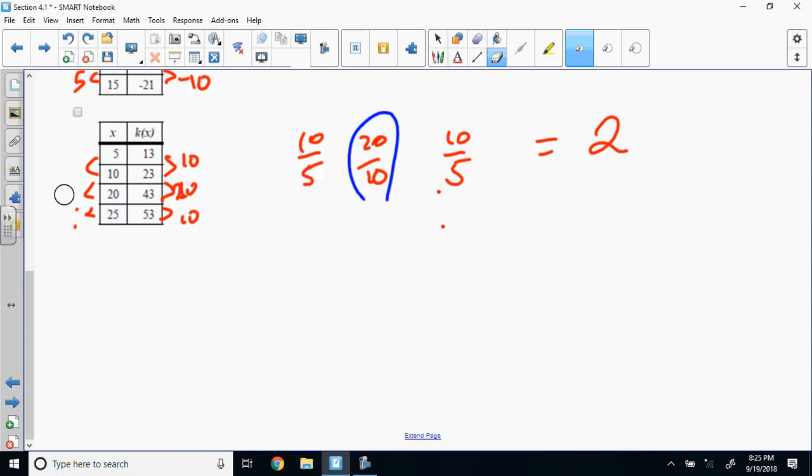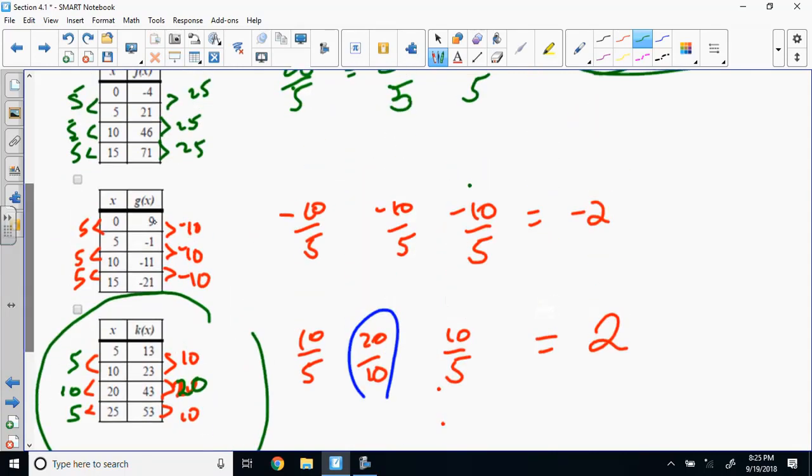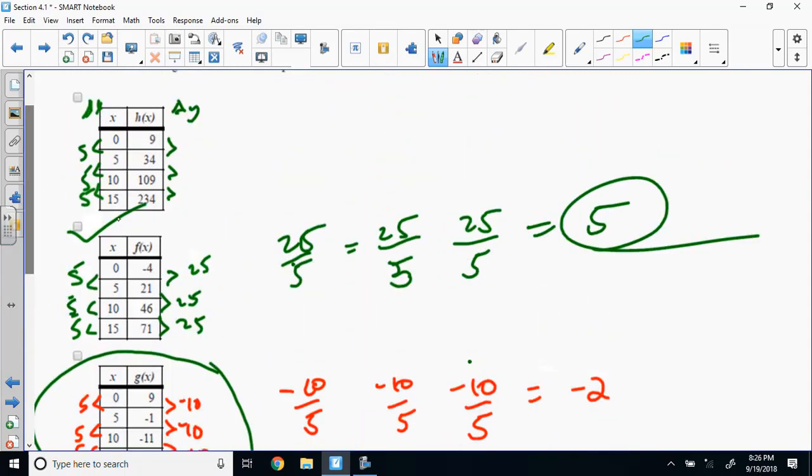I got to clean this side right here up for you a little bit. So that's 5. 10 to 20 is 10, and then that's 5, right? And then this one is 20, right? So they jumped one, and they can do that. Okay, that's one of the little tricks. I'm taking each change, 10 over 5, 20 over 10, 10 over 5. And they all simplify down to what? 2, right? So therefore, this one, this one, and that one all are what?